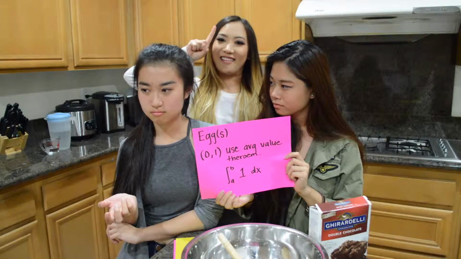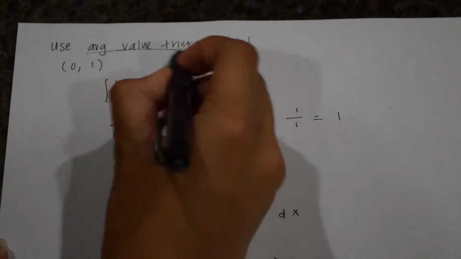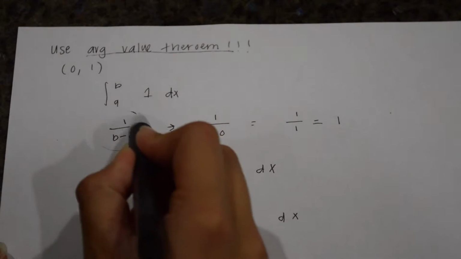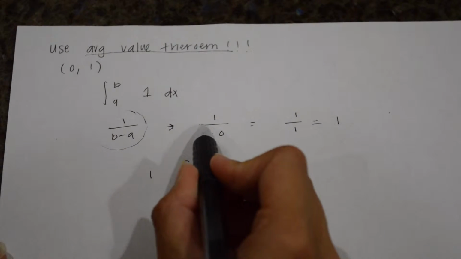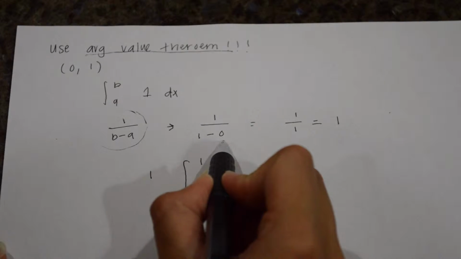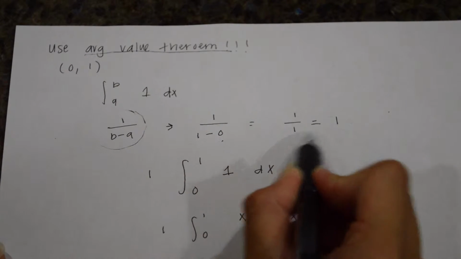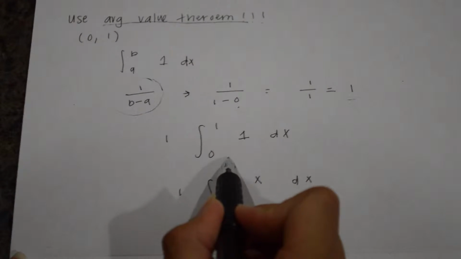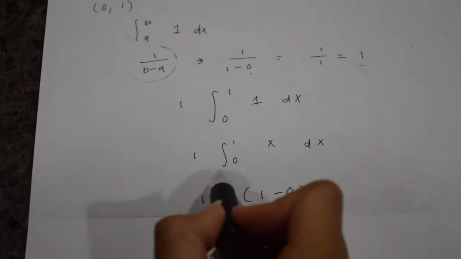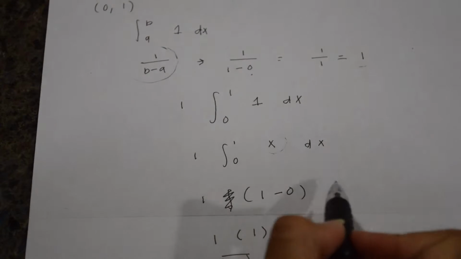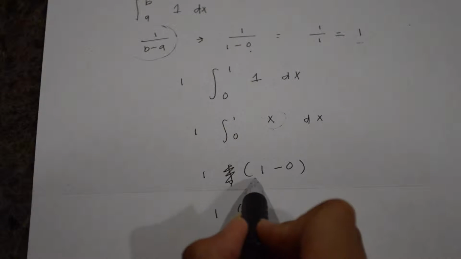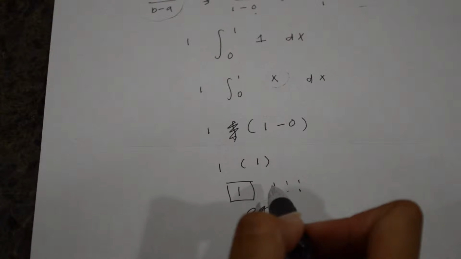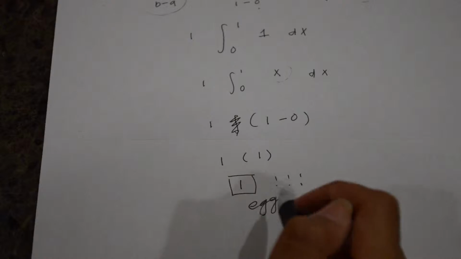This is how you work it out. Using the average value theorem of 0 to 1, the formula is 1 over b minus a. Let's plug in b and a, which would be 1 over 1 minus 0, and that would be 1. And we multiply that with the integral of 0 to 1 of 1 dx, and the antiderivative of 1 is just x. So let's plug in 1 and 0 to x. So 1 times 1 minus 0, and that would be 1. And so that means we would need 1 egg.